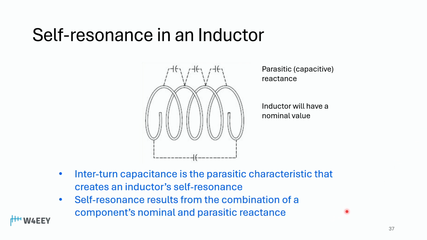So self-resonance results from the combination, and here's where the words can get really tricky. Self-resonance results from the combination of a component's nominal, by nominal we mean its rated value, and parasitic reactance. The way they've worded this question, it could apply to an inductor or a capacitor. That's what makes it confusing. So self-resonance results from the combination of a component's nominal and parasitic reactances.